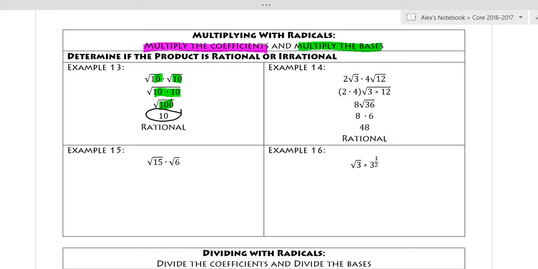Looking at example 14, I have 2 square root 3 and 4 square root 12. So I'm multiplying those. So I first want to multiply my coefficients on the outside, right? So I have 2 times 4. Then I want to multiply them with the bases. This is different from addition because I don't care if my bases are the same or not. Only in addition do they have to be the same. Here, we can multiply them, right?